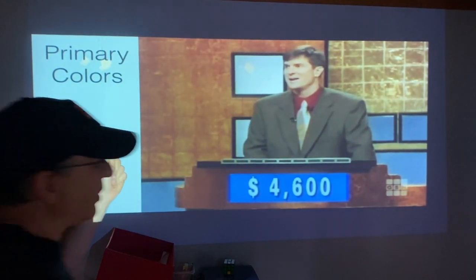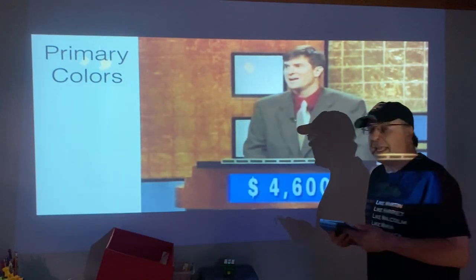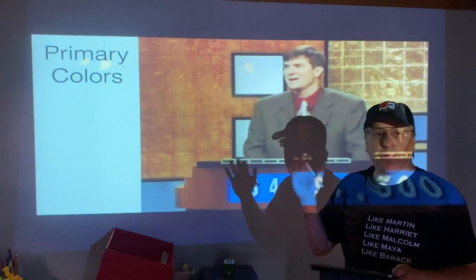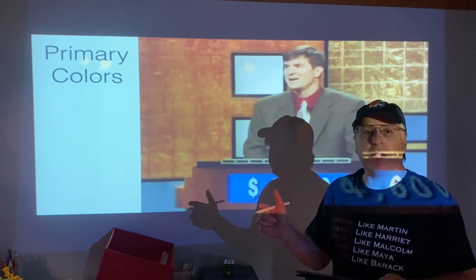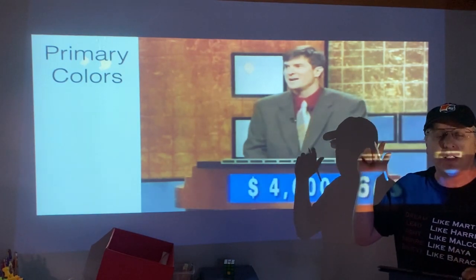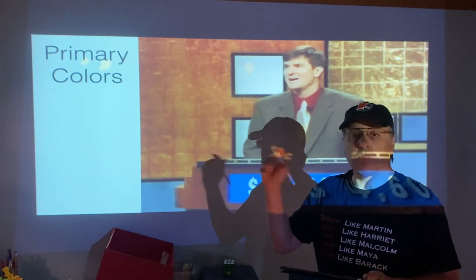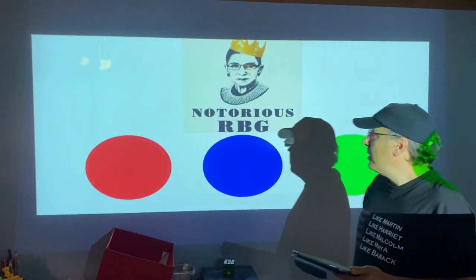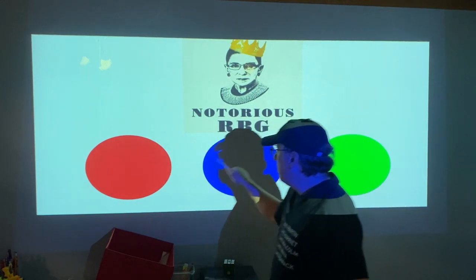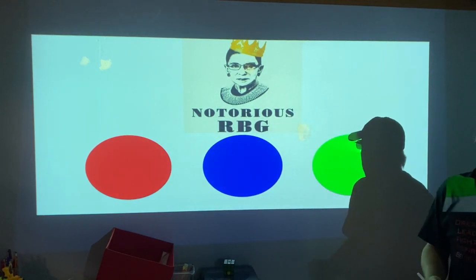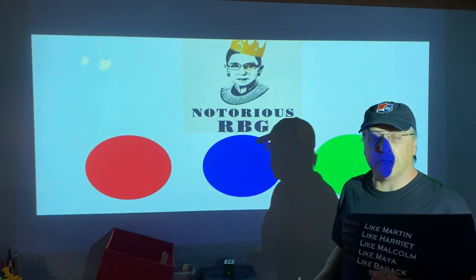You'll notice that this person made a very common mistake. She thought the colors were red, yellow, and blue. Yellow is not a primary color. The primary colors are red, green, blue. RGB. Okay, red, blue, and green are the 3 primary colors.